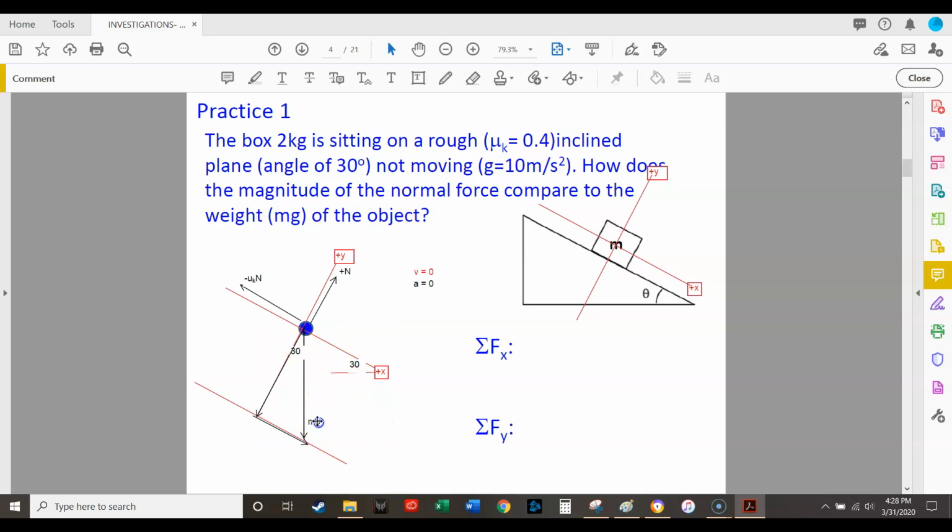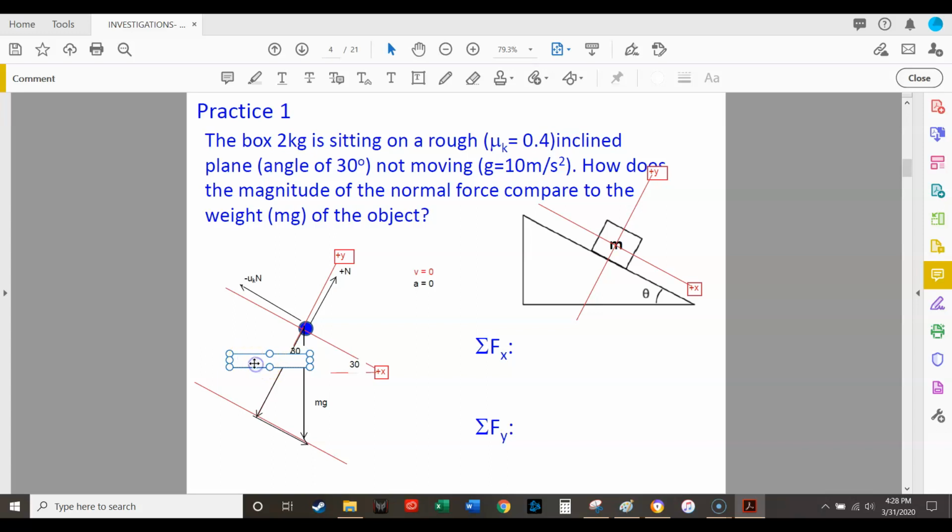And there you have it. What we're going to do now is move the mg to be easily recognizable as a hypotenuse. This is the y direction side of mg. This is the x direction side of mg. Let's go ahead and figure out what those are. This is a hypotenuse, and we have an angle of 30 degrees. So this side right here is adjacent to the angle 30 degrees.